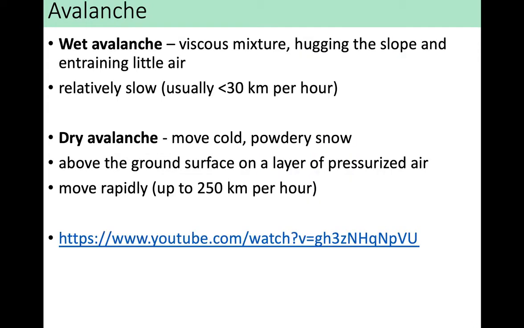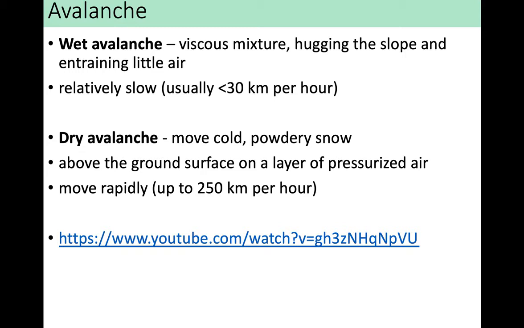So there's two types of avalanches we call a wet and a dry. A wet avalanche is something where it flows more thickly, so there's more water involved. It's usually thicker, wetter snow, and it's going to move a lot slower, and it will flow down slope like a river. So it sort of hugs the side of the slope and flows down like a river.